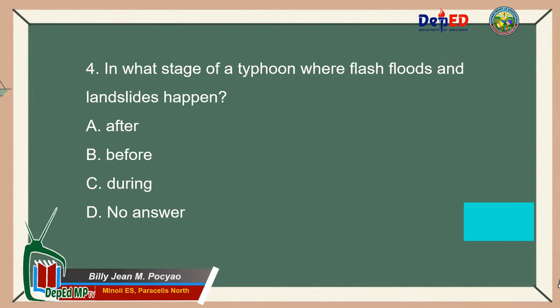Let's have number 4. In what stage of a typhoon do flash floods and landslides happen? Letter A. After. Letter B. Before. Letter C. During. And letter D. No answer. The correct answer is letter C.